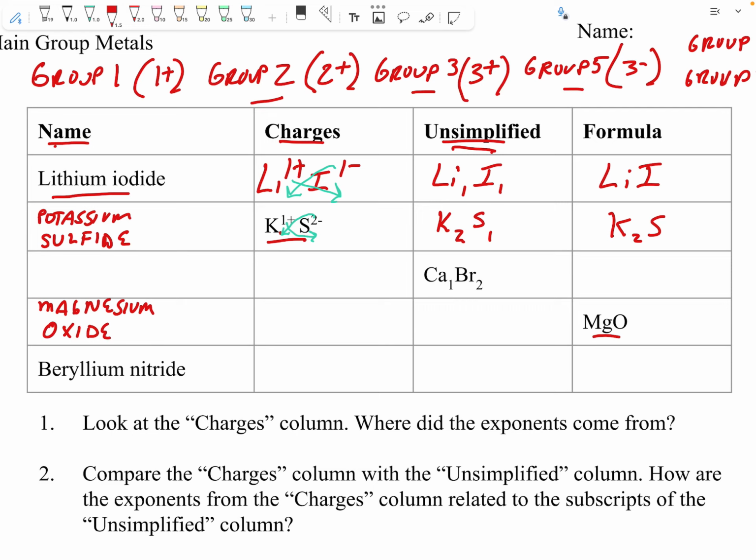Okay. The charges: magnesium is in the second column. That's 2 plus, and oxygen is in group 6, which is 2 minus. Okay, the numbers are the same. So the idea is simply you switch the numbers for the unsimplified version, just take them and move them around. They're still the same thing.